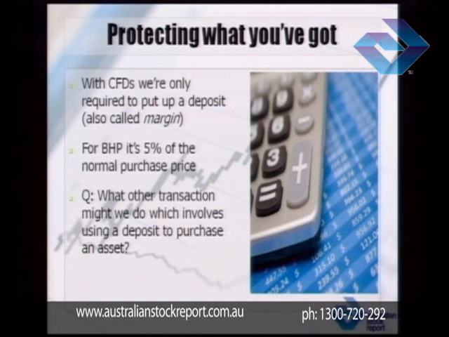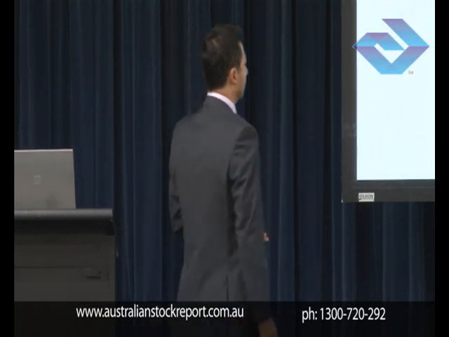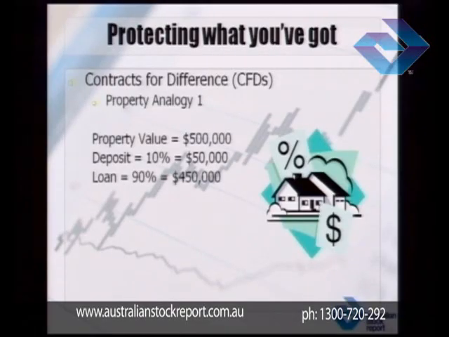What other transaction might we do in our other investing lives where we put down a deposit to buy something? A house, isn't it? Yeah, that's what everybody does. So what we'll do is, let's say we're looking at a property worth about $500,000, okay? Now, do we go to the vendor and say, here's $500,000? No. We go to the bank first, don't we? And we put down typically about a 10% deposit. 10% of $500,000 is $50,000. Okay, so we put down a $50,000 deposit and we borrow the balance, $450,000.